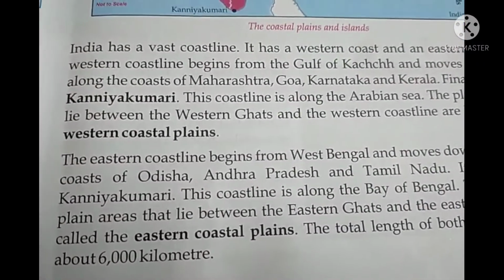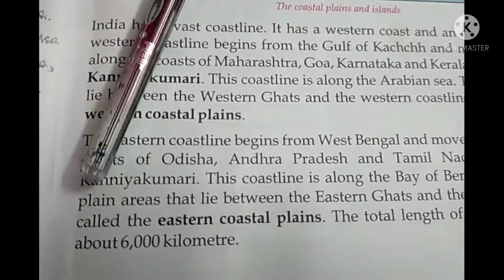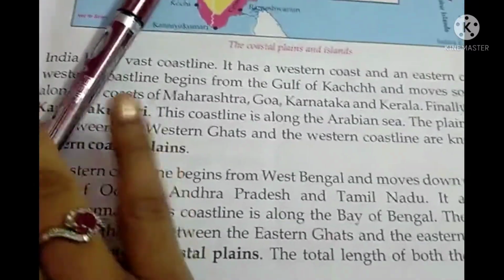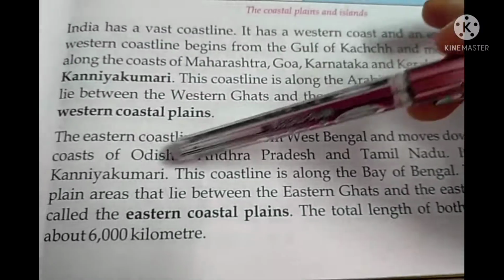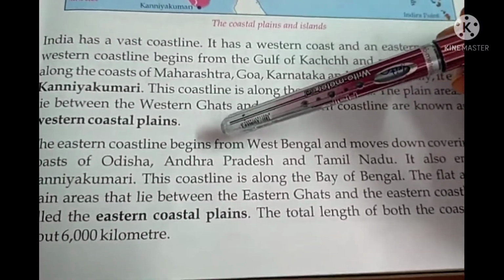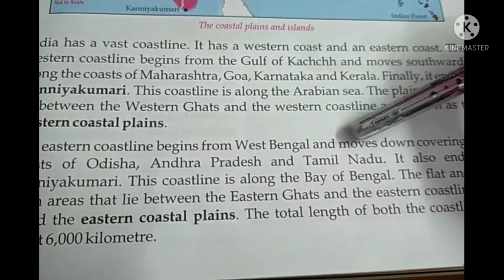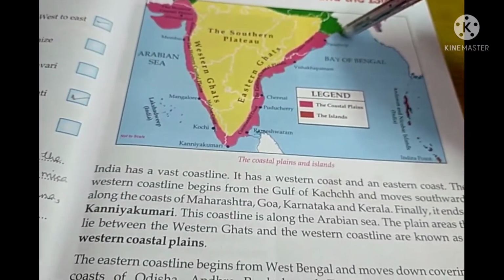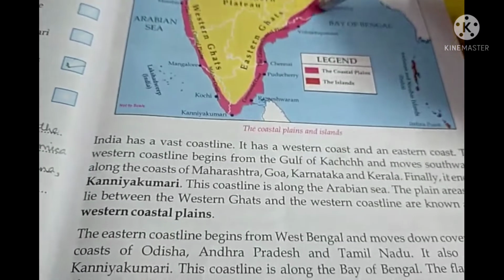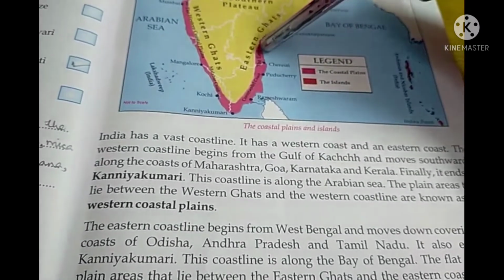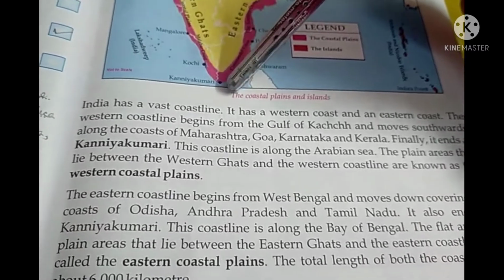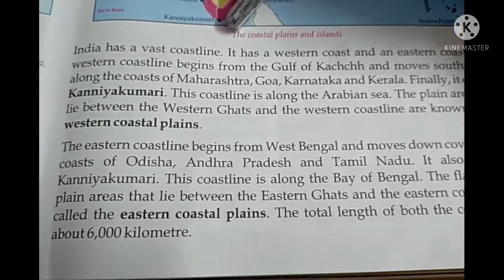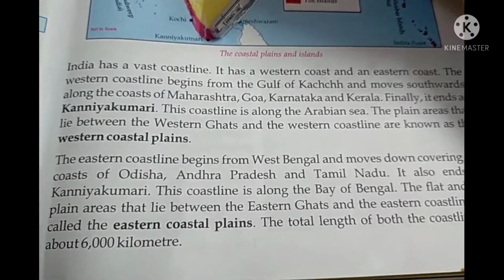The eastern coastline begins from West Bengal and moves down, covering the coasts of Odisha, Andhra Pradesh and Tamil Nadu. So your eastern coastline begins from here, from West Bengal. It covers Odisha, then Andhra Pradesh and then Tamil Nadu. It also ends at Kanyakumari. The coastline is along Bay of Bengal.